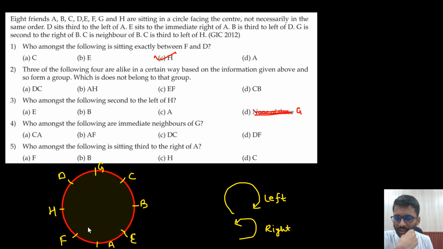EF in between there is a guy. And CB in between there is no guy. So CB is the correct answer, that it does not belong to this group.